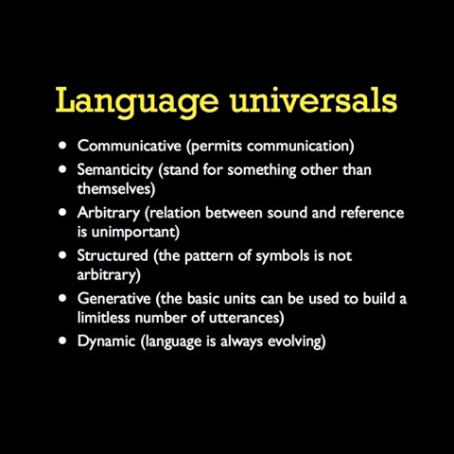So technically, there are seven characteristics that define a language. If you think that you have a language, it's got to meet these seven characteristics in order to count as a language. So first, it's got to be communicative. It has to be able to express ideas and permit communication between two different individuals. It has to have semanticity, so it has to stand for something other than itself.